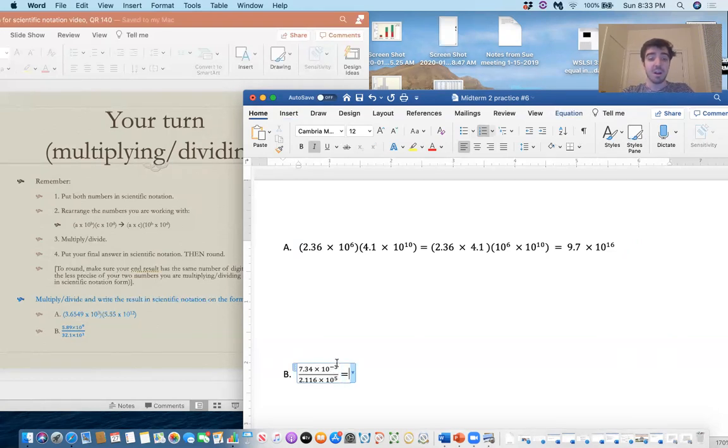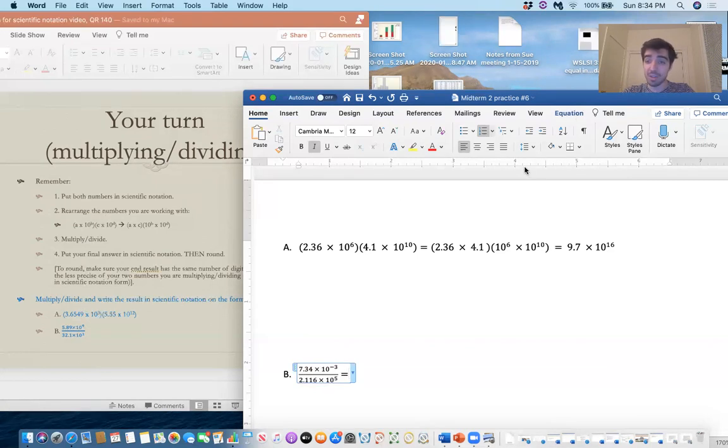For division, still going to be the same set of steps as we did for multiplying. First step, make sure both of our numbers are already in scientific notation. This coefficient's between 1 and 10. This coefficient between 1 and 10. This is a power of 10. This is a power of 10. These are both already in scientific notation. Okay, so next step, let's rearrange these however is convenient for us. Namely, let's put the coefficients together and let's group the powers of 10 together.